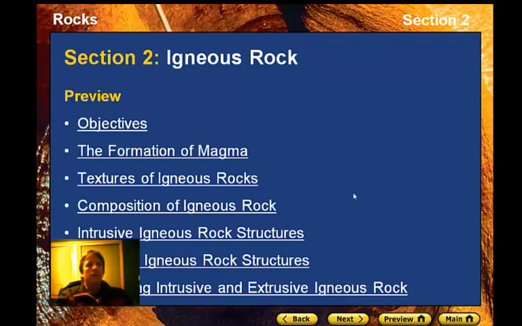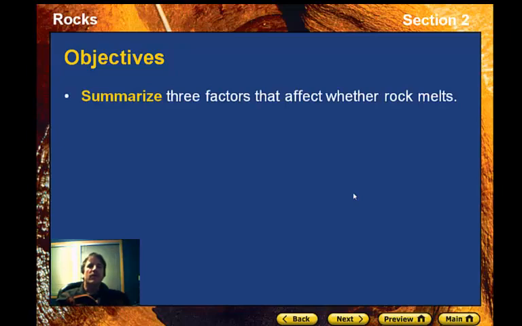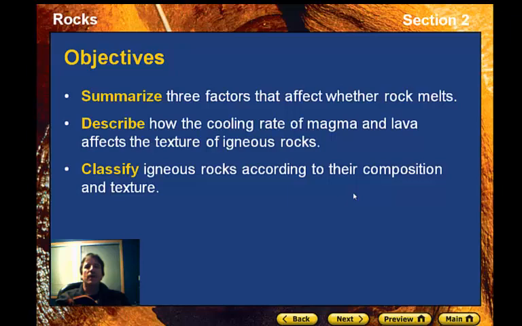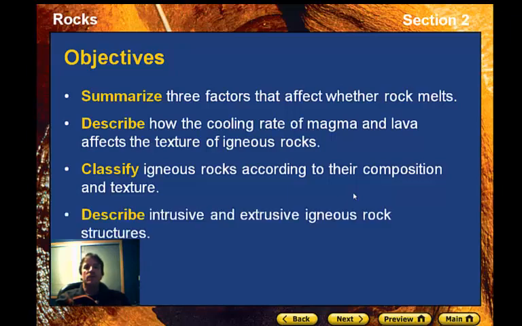Alright, objectives for today. Summarize three factors that will affect whether rock melts. Describe how the cooling rate of magma and lava affect the texture of igneous rocks. Classify igneous rocks according to their composition and texture. And finally, describe intrusive and extrusive igneous rock structures.